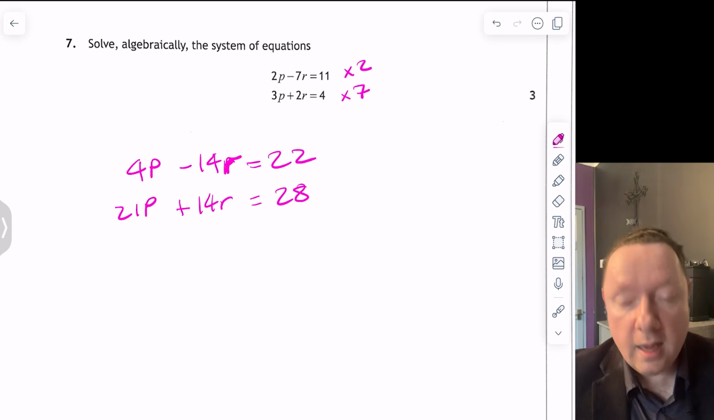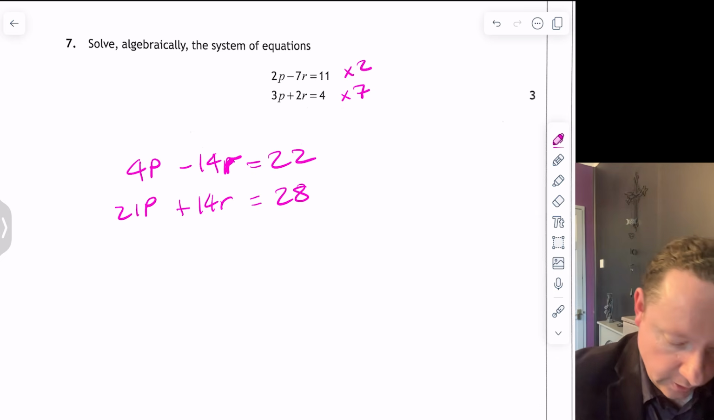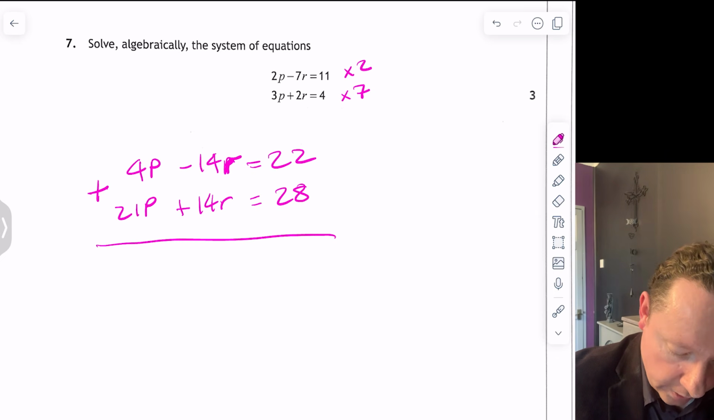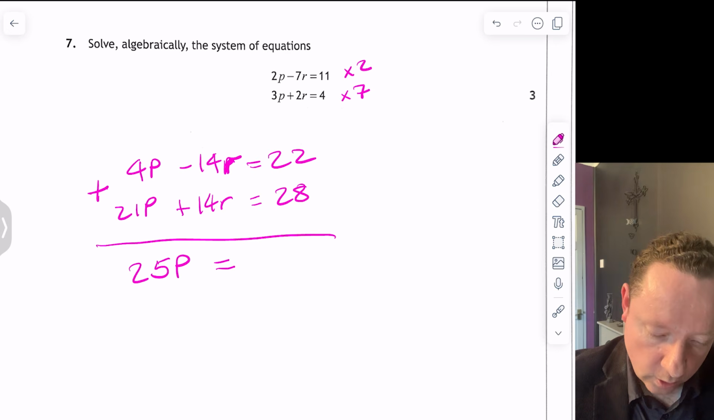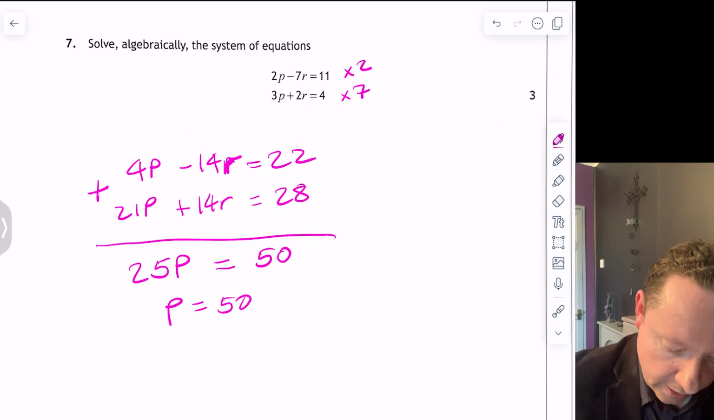So now, if the signs are the same on the one you're getting rid of, you add. If they're different, you take away. So I need to add these together. 21 plus 4 is 25p, and that equals 28 and 22, which is 50. And therefore, p is 50 divided by 25, so p equals 2.